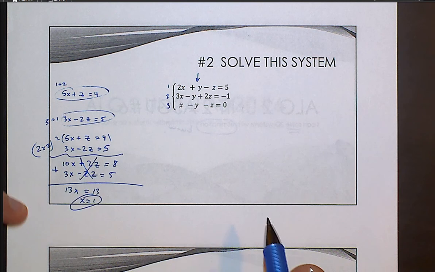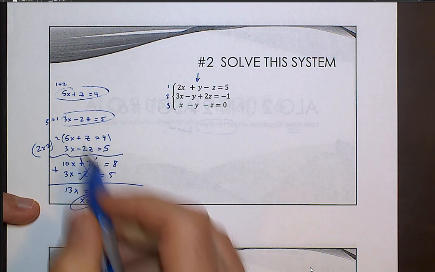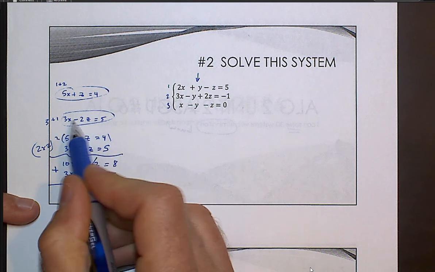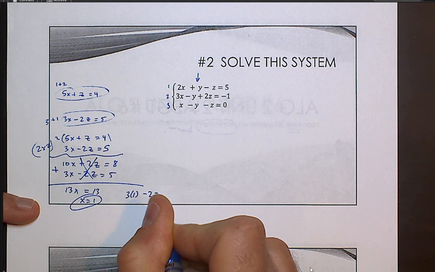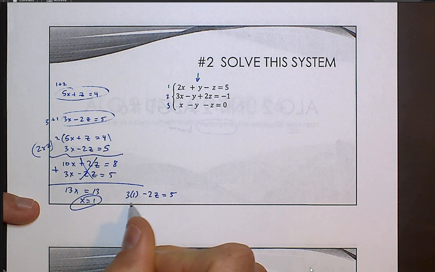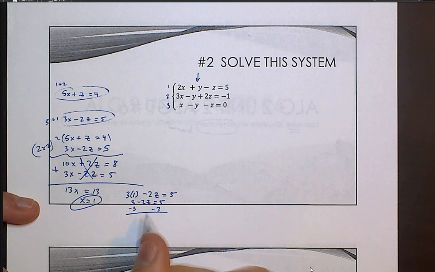And then once I find that, I want to plug that back into any of the original ones that I had. So I'll use this one right here. So that'll be 3 times 1 minus 2z equals 5. So that's going to be 3 minus 2z equals 5. I'm going to minus 3 from both sides. And I'm going to get negative 2z equals 2. So z is going to be a negative 1. So I get z equals negative 1.